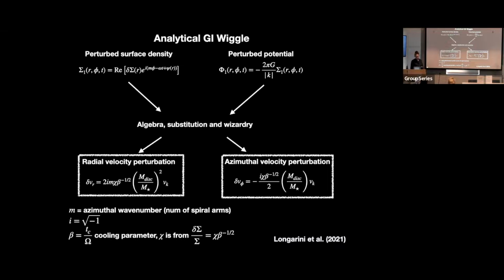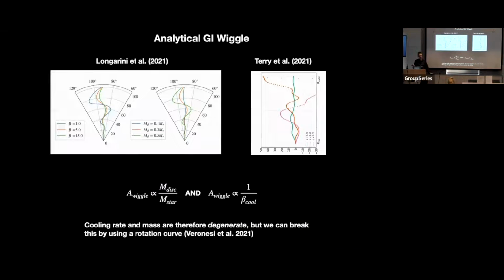But the problem, a bit of a spanner in the works, was that this work realized that the amplitude of the wiggle is not only proportional to the disk to star mass ratio, but it's also a function of how quickly the disk is cooling. So what this means is that the amplitude of the wiggle is degenerate with both the disk mass and how fast the disk is cooling. So in order to break this degeneracy, we have to use a rotation curve.